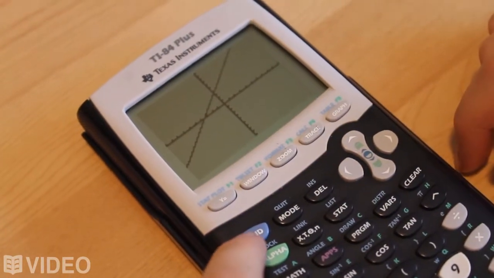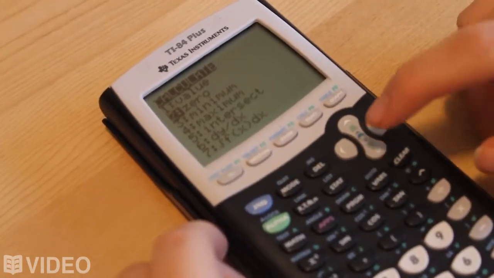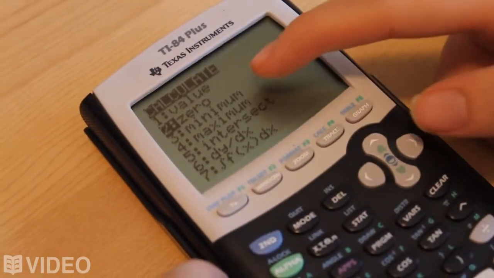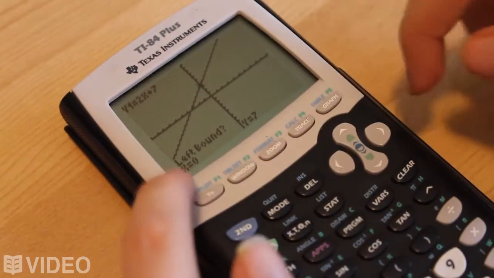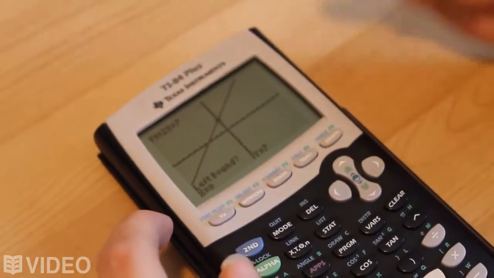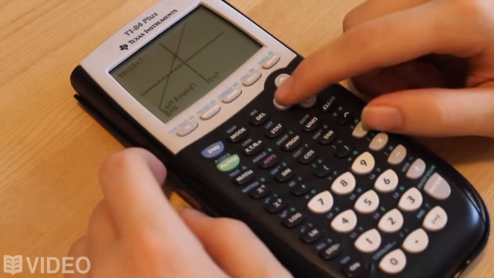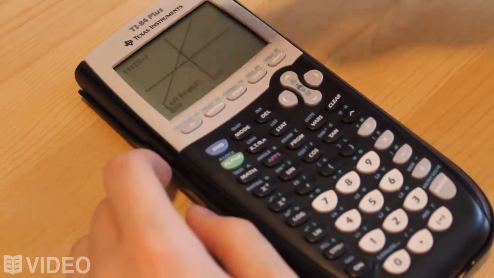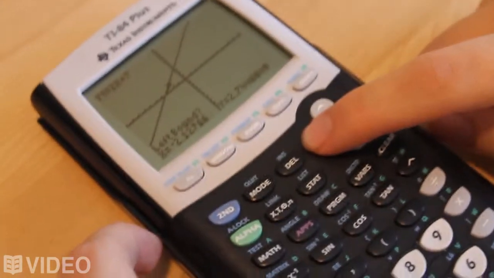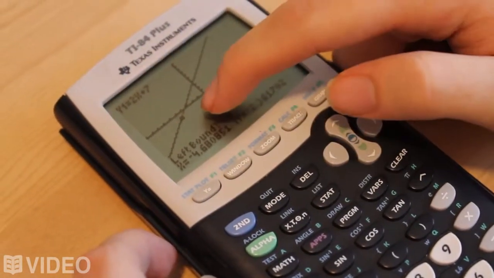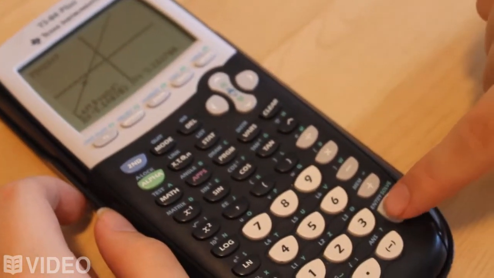What we can do is press the second function button, and then the calculate button, and then we can go down, using this arrow key here, to one that says zero, and this is very important. So we press the zero button, and it says left bound, so we need to go to the left of the zero that we're evaluating. Essentially the zero is the x-intercept, where the function cuts through the x-axis, the horizontal axis. So what we want to do is move the cursor on the screen using the left button until it's left of the x-intercept. Then we press the enter key down the bottom here, the one in the bottom right.